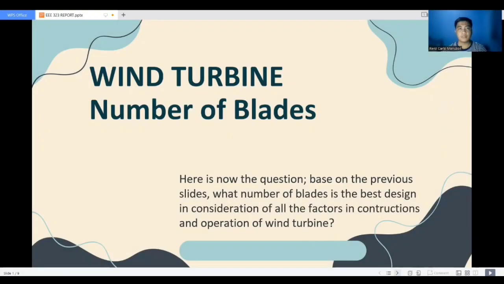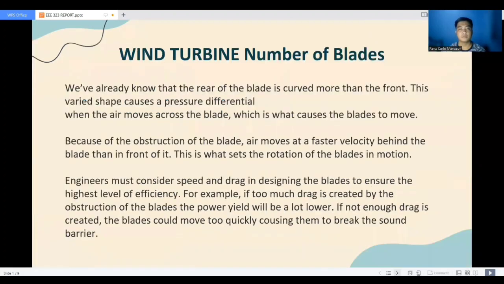Wind turbine, number of blades. Here is now the question. Based on the previous slides, what number of blades is the best design in consideration of all the factors in construction and operation of wind turbine? Wind turbine number of blades.